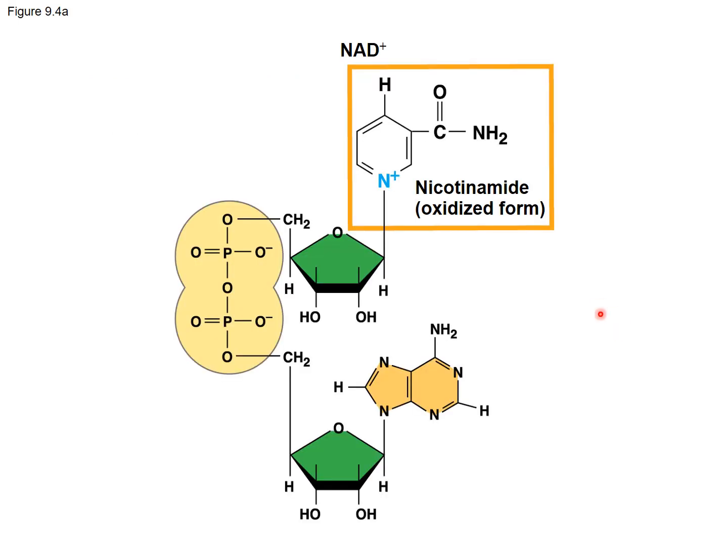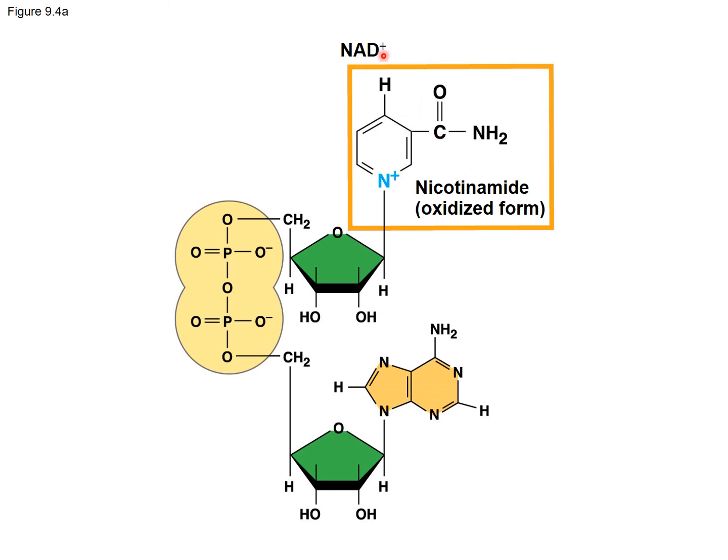Now let's look at the structure of NAD. Okay, so this is the structure of NAD. We can see that the structure of NAD is quite complex. It has some phosphates, it's got a couple sugars, it's got a nitrogenous base, but then right here, we have this nicotinamide. The nicotinamide end is the business end of this, okay? This is where the oxidation reduction reaction occurs.